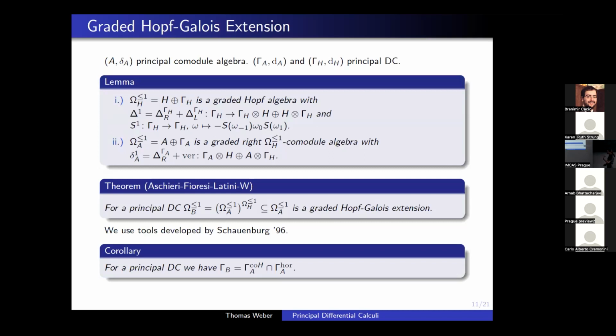And what follows from this theorem is also a nice classification of base forms, which is telling us that base forms are exactly the intersection of invariant forms with horizontal forms. Also something we know from classical differential geometry, but we could not prove in the general setting. So this really needs this notion of principal differential calculi. Otherwise, you just have an inclusion of Γ(B) into this intersection.